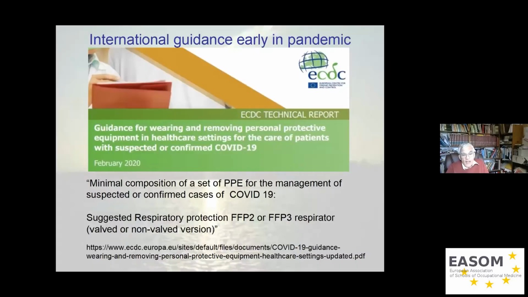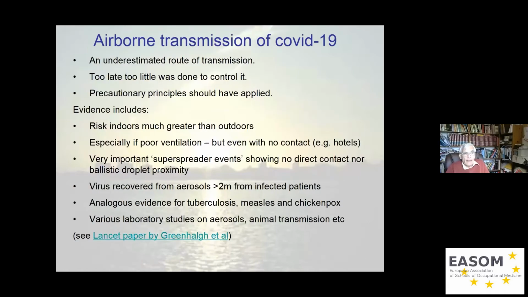And indeed, at the start of the pandemic, the European Centre for Disease Control issued what I thought was good advice, that the minimum composition of a set of PPE should include a respirator, a filtering face piece respirator. But the route of transmission was underestimated by the World Health Organization and others, in my opinion, and too late and too little, too few steps were taken to control it. The precautionary principle should have applied.